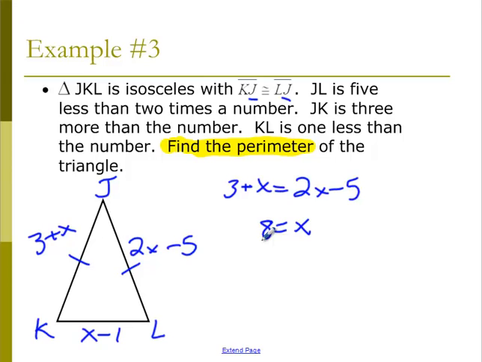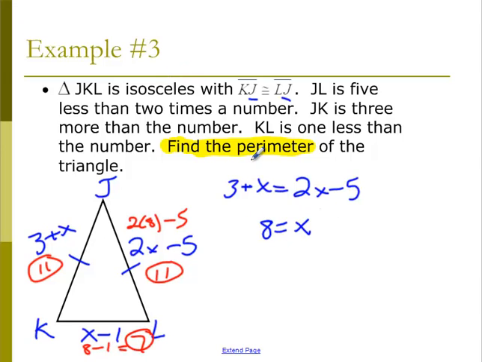Remember, if you need to show those steps, show them so that way you're not having any trouble. Once I know x is 8, I'm going to go ahead and plug it back in. 2 times 8 is 16 minus 5. This side over here is 11. Because I set them equal, I know this one's 11 also. And let's take my 8, plug it in down here. 8 minus 1 is 7.